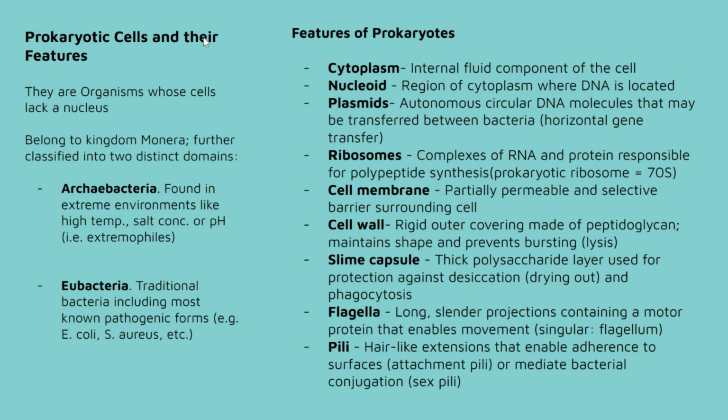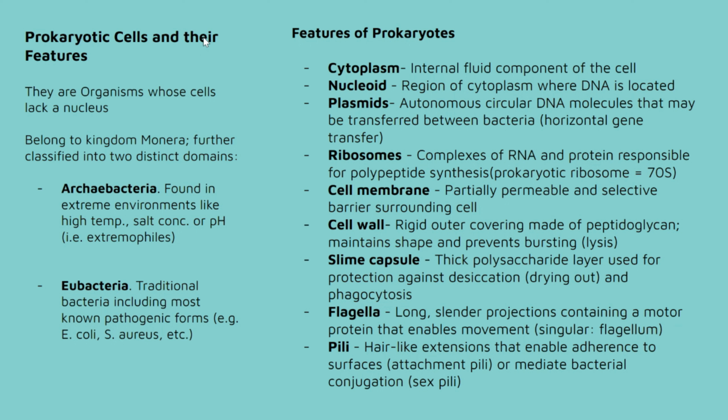Then we have eubacteria, which are traditional bacteria involving your E. coli, your Bacillus subtilis, and other known pathogenic forms which you can find in your digestive system and just anywhere else. In the air floating around you right now, you'll find E. coli. Features of prokaryotes, as mentioned, they do not have membrane-bound organelles.